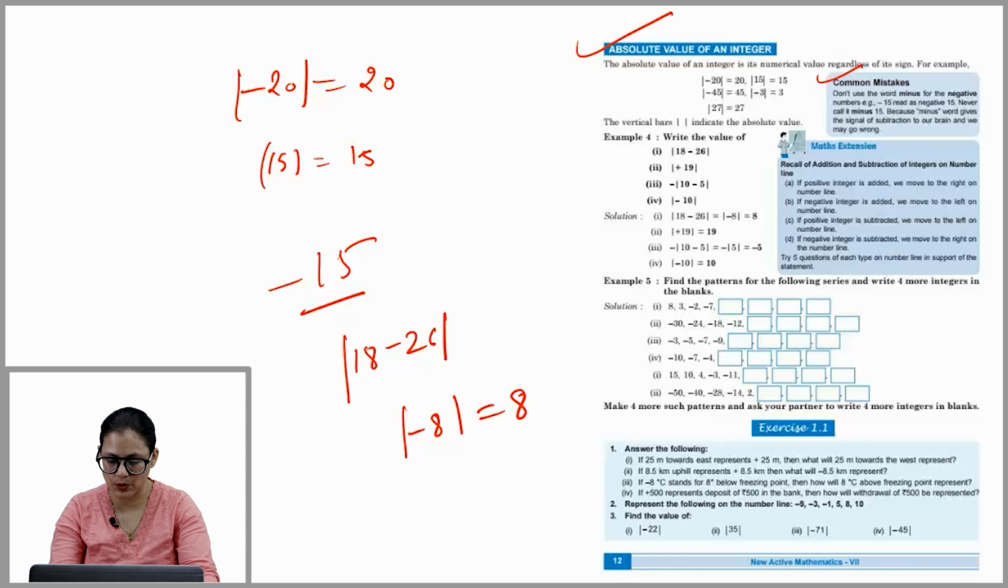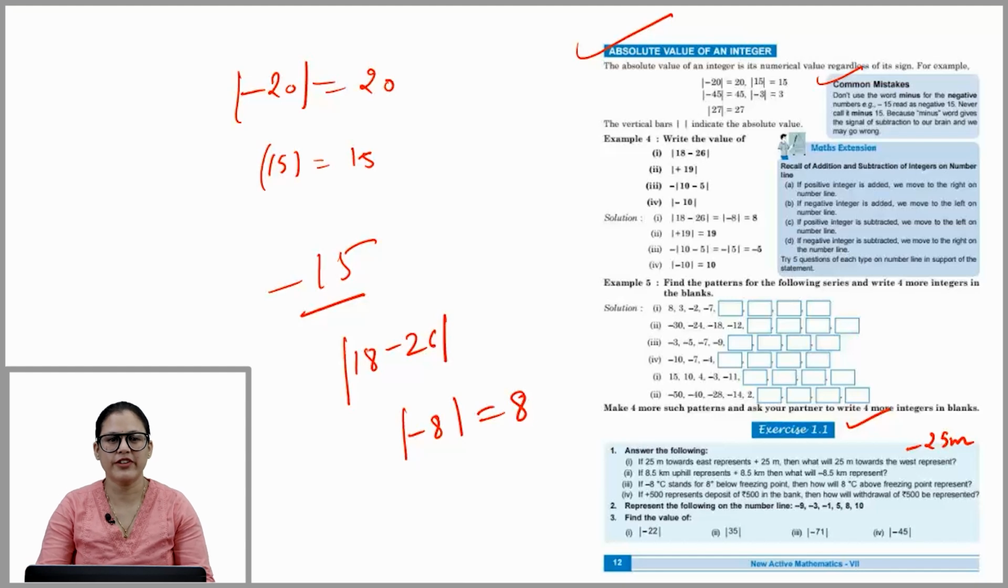Let's do exercise 1.1. Answer the following. Number 1. If 20 meter towards east represents positive 25 meter, then what will 25 meter towards the west represent? Obviously, negative 25 meter. Second part, if 8.5 kilometer uphill represents positive 8.5 kilometer, then what will negative 8.5 kilometer represent? Opposite of uphill is downhill, so you will write downhill here. Right, students?